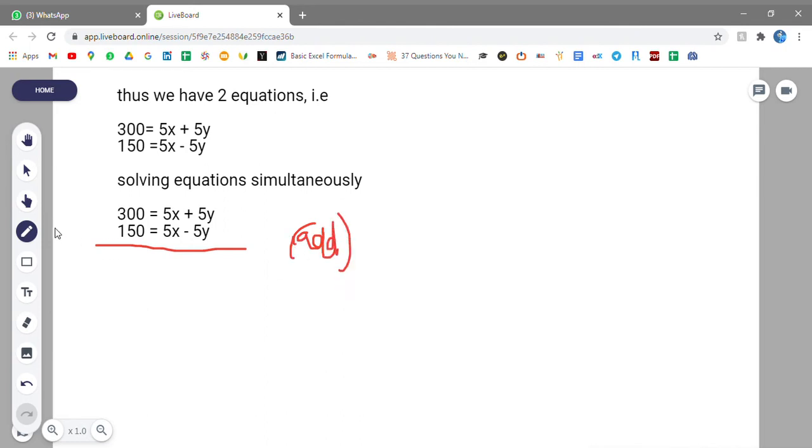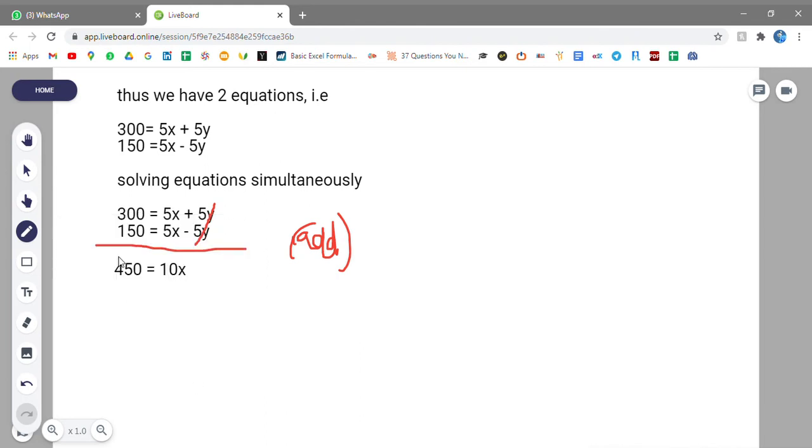Now when we add both the equations, what are you going to get? You will be getting 450 here, because 300 plus 150 is 450, and then for x you are going to get 10x. But plus 5y and minus 5y is going to get cancelled. So we are left with only 450 is equal to 10x.